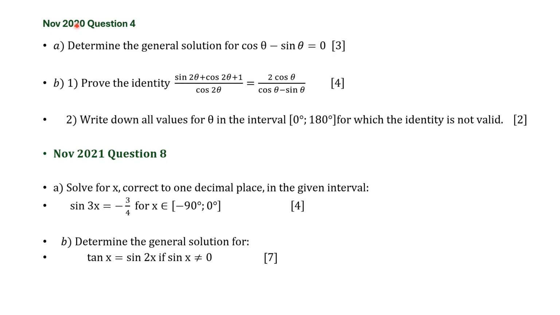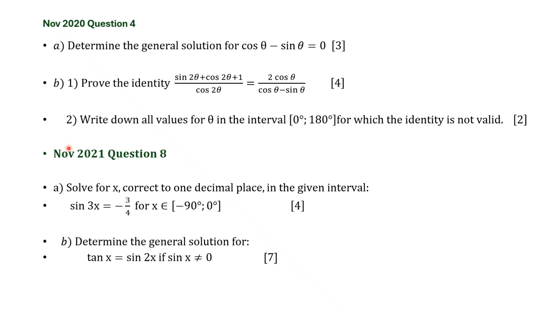November 2020, question 4: determine a general solution for cos theta minus sin theta equals 0, for 3 marks. B, number 1: prove the identity (sin 2 theta plus cos 2 theta plus 1) divided by cos 2 theta equals 2 cos theta over (cos theta minus sin theta), for 4 marks. And then number 2: write down all the values for theta in the interval 0 to 180, so quadrant 1 and 2, for which the identity is not valid.